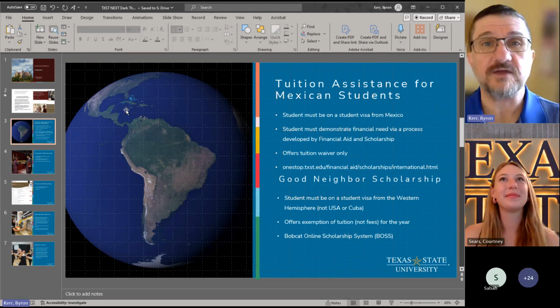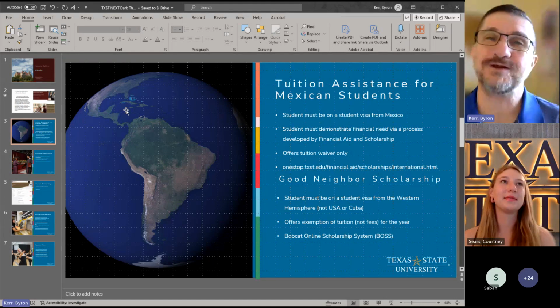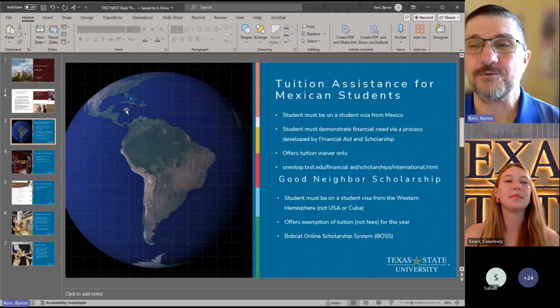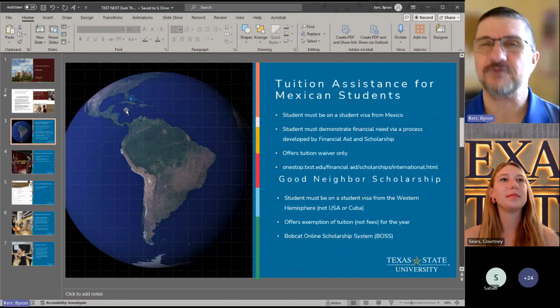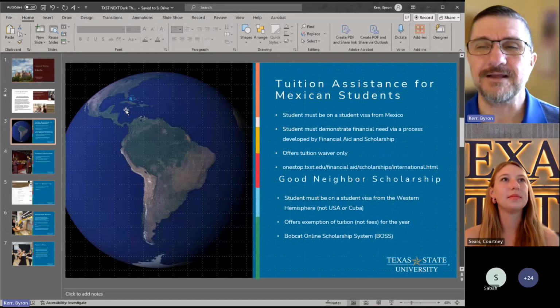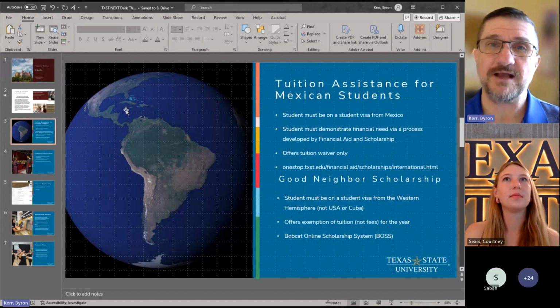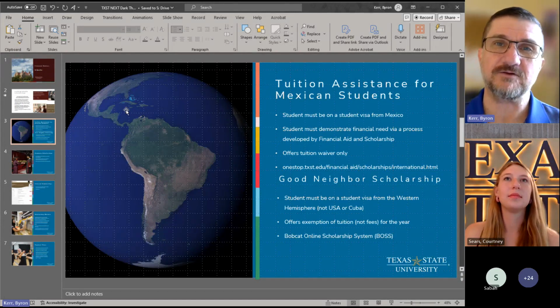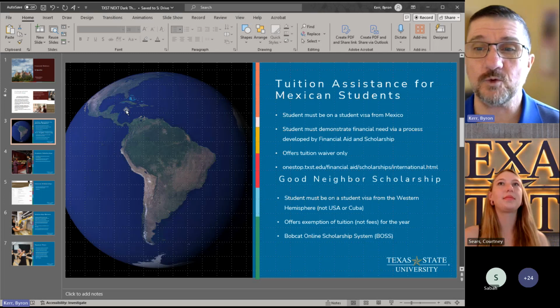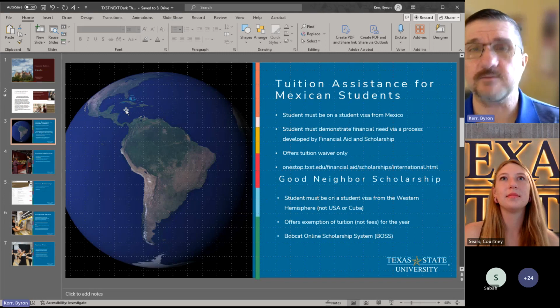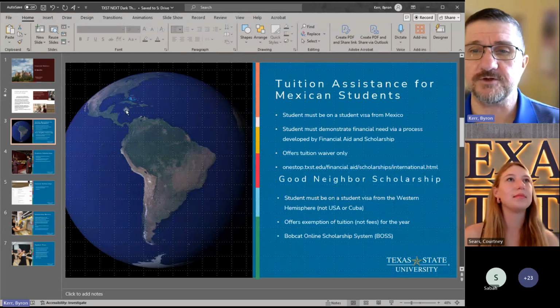But this one here, there is an application process that helps the financial aid office determine financial need. And so we have this fairly elaborate process right now in place to have that happen. It does offer what they call a tuition waiver, though. So this waives those international and out-of-state fees. And so it's worth quite a bit. And so that's very, very handy. Again, I would recommend visiting the website for more information if that's something that's applicable to you.